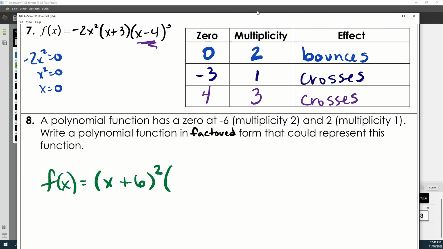All right. And then the other factor, I have to have an x. And then if it's 2, -2. And then a multiplicity of 1, you can either write a 1 or not write a 1. I don't care. It doesn't matter to me. I usually won't write the 1 for multiplicity of 1.